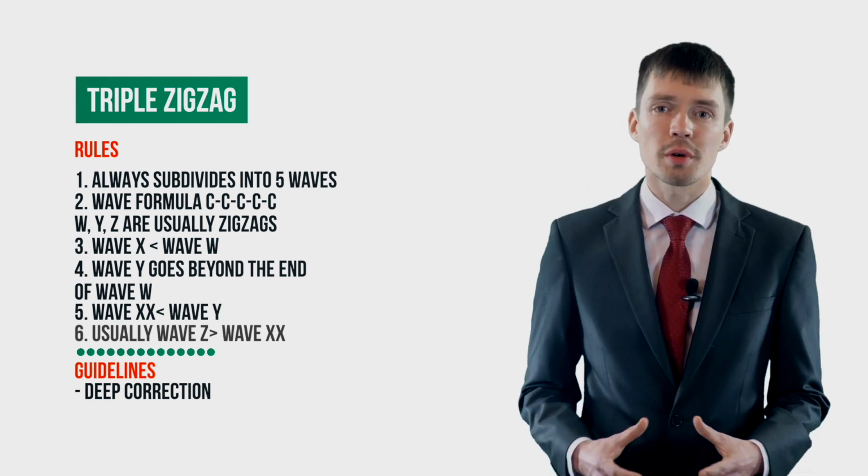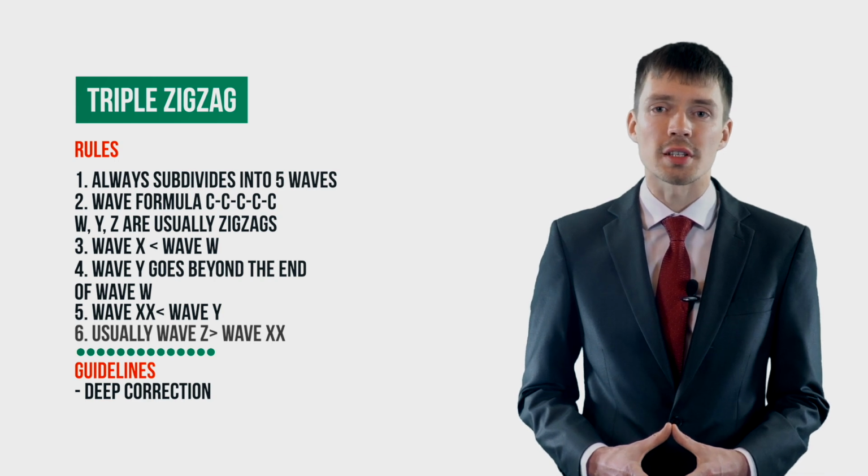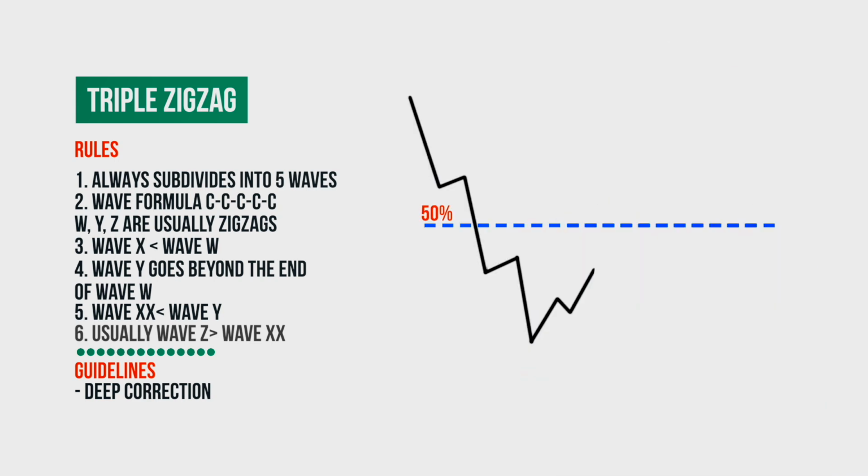The same can be illustrated by the example of an ascending correction. We see that after the downtrend, the market began to adjust upwards in the form of a zigzag, but the first zigzag turned out to be too small in size, so the second zigzag was built, but it was not deep enough. The third zigzag helped to deepen to the necessary level of correction, and the whole correction took the form of a triple zigzag, W, X, Y, XX, Z.